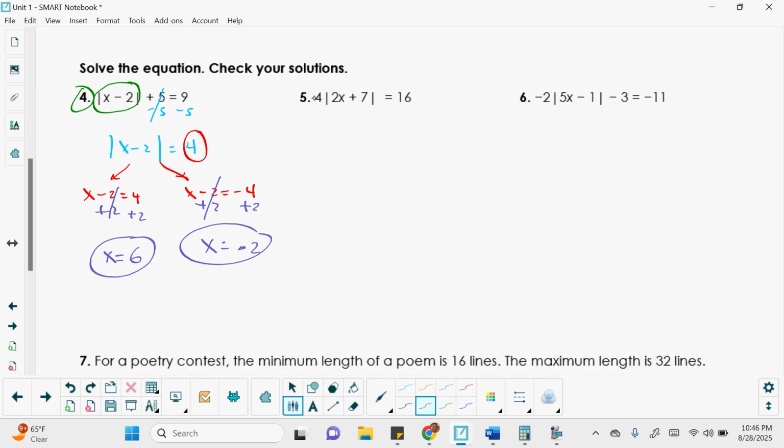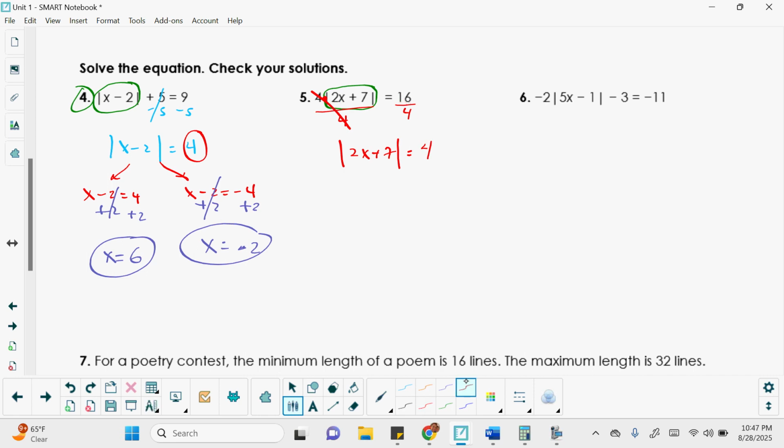All right, now number 5, the reason I wanted to do this one is notice I circle my absolute value. Is it all alone? No, it's not. It's being multiplied by 4. So what we're going to do is we're going to divide both sides by 4, and we're going to get the absolute value of 2x plus 7 equals 16 divided by 4, which is 4.